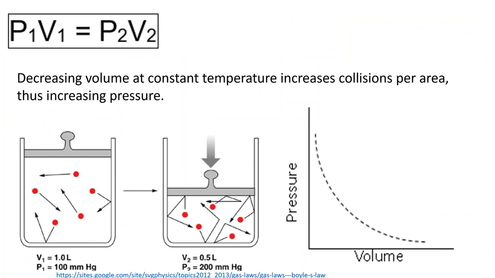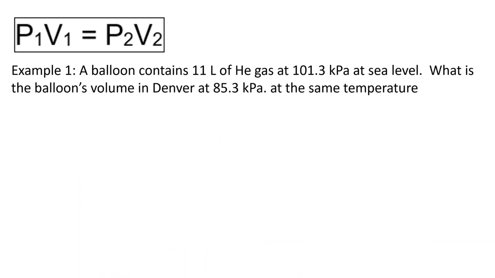We learned that decreasing volume at constant temperature increases collisions per area, thus increasing pressure. So this is P1 V1, this is P2 V2, and we see that we have an inverse relationship. So here's our first problem. A balloon contains 11 liters of helium gas at 101.3 kPa at sea level. What is the balloon's volume in Denver at 85.3 kPa at the same temperature? So Denver's at a higher altitude, so the pressure is lower.